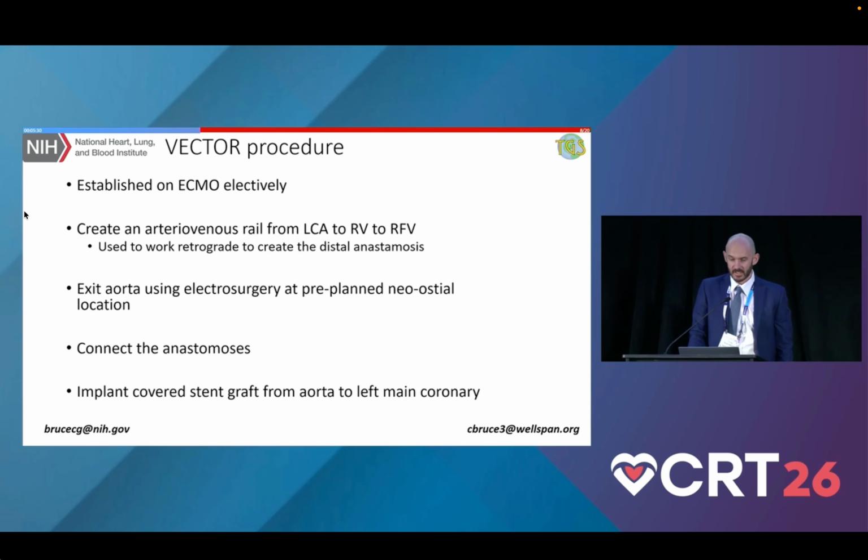So the vector procedure itself, we established the patient on ECMO electively because we weren't quite sure how it was all going to go, so that might have been the best way to start. And then we were going to create an AV rail from the coronary to the right ventricle and work retrograde up that to establish a distal anastomosis in the coronary artery. Use electrosurgery to create the proximal anastomosis in the aorta, connect the two, and deliver a stent graft.